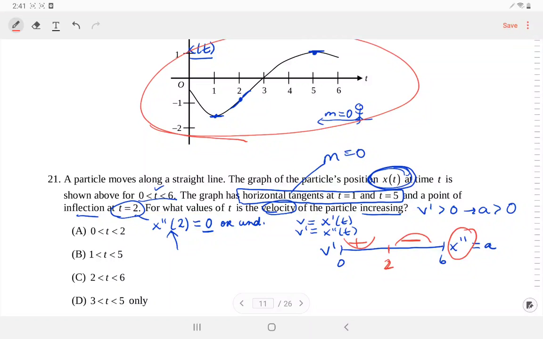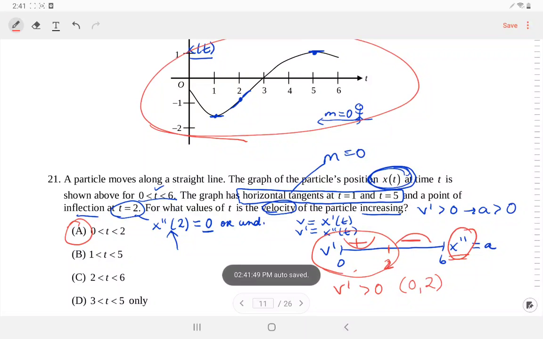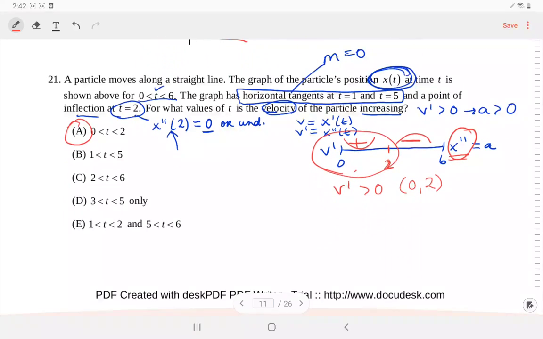So what values is the velocity of the particle increasing? So this area, v prime, is greater than 0 from 0 to 2. So I would say 0 to 2. Okay, 0 to 2. T's between 0 and 2. So that's x double prime between 0 and 2. So A. Well, that's an interesting question. If the question was asking about velocity, just is it moving right and left, that would be a v number line and not a v prime number line. Okay, so that would be A. Interesting.